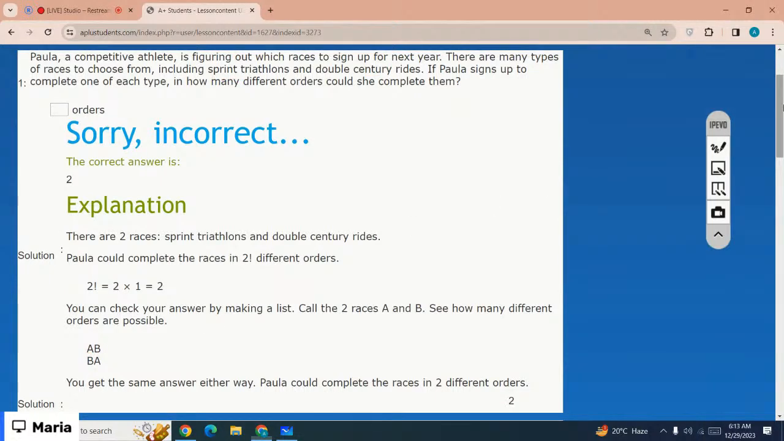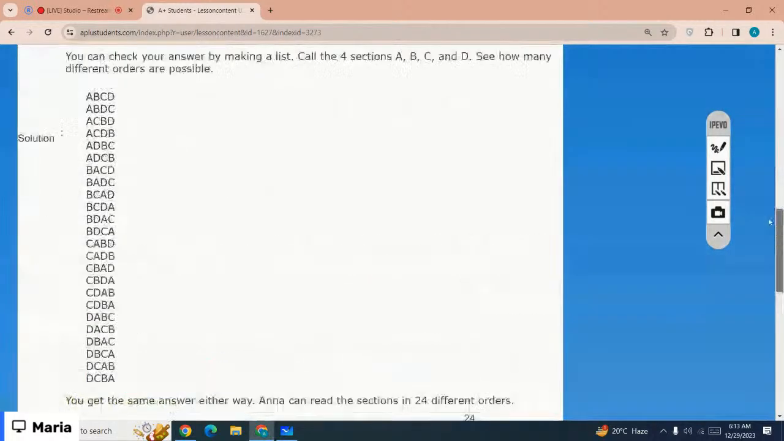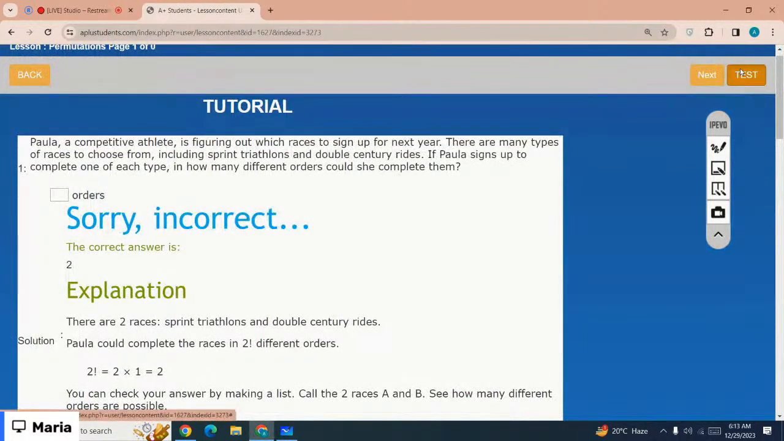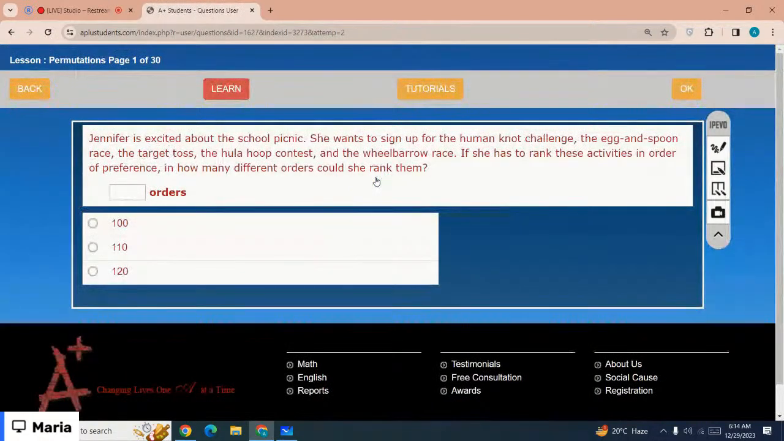Basically, you need to calculate the permutations. Permutation means you have to calculate different orders. Whenever you need to calculate the different orders, you have to calculate the factorials.